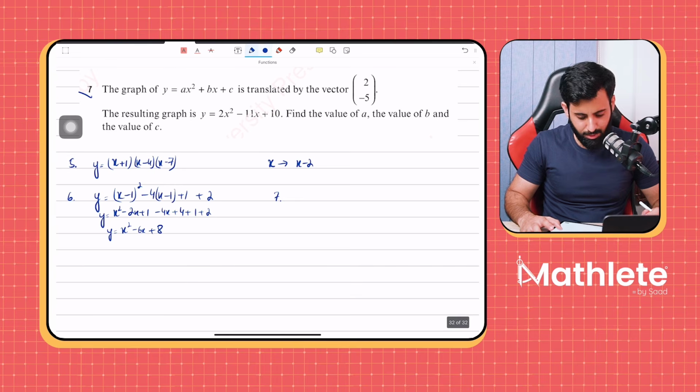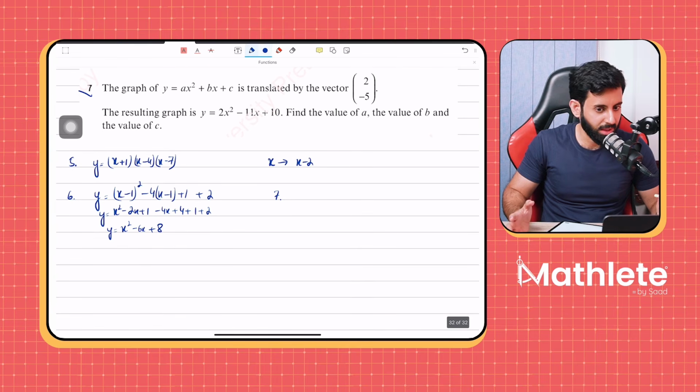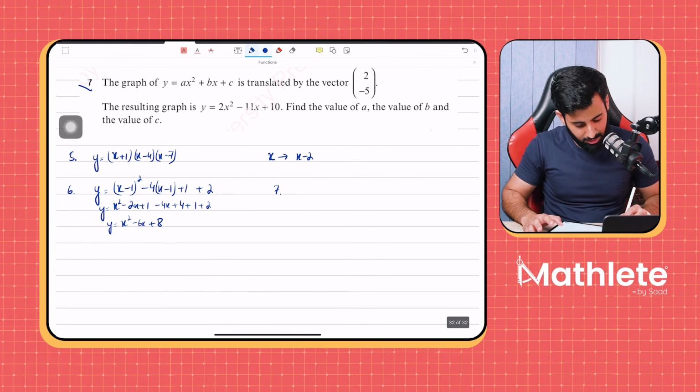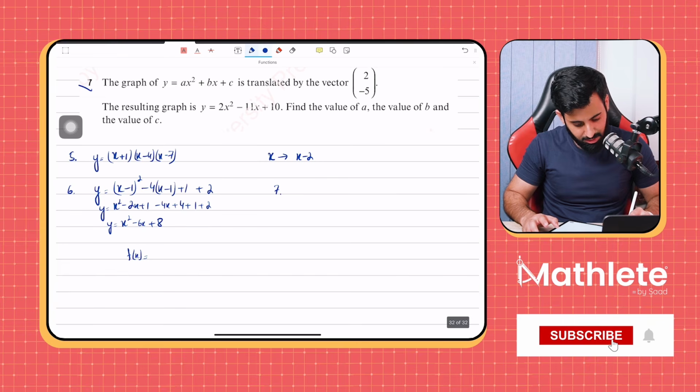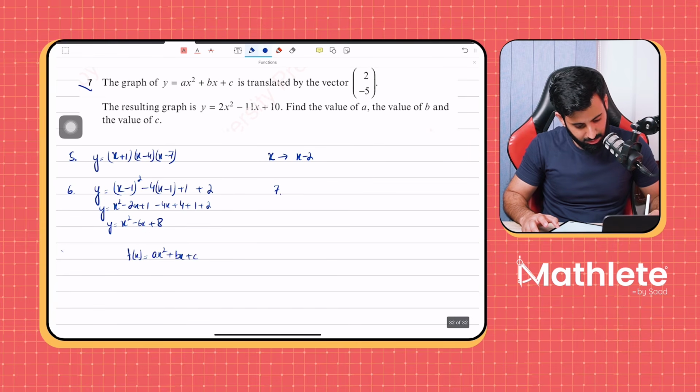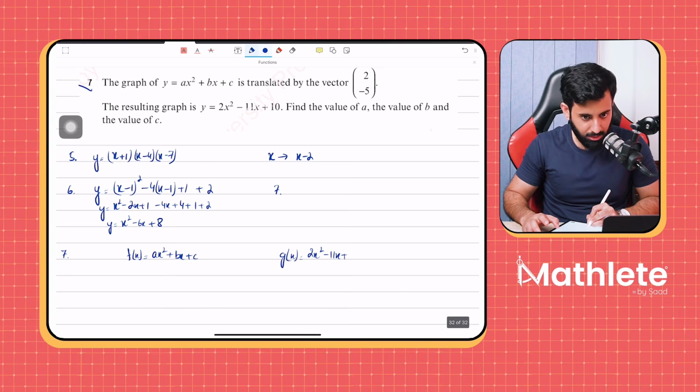We forgot the 4. Okay. Reverse. Yeah, exactly. Good. Okay. So think about it this way. Let's say you have f of x, which is ax squared plus bx plus c. Okay, so here's question 7. And then you have g of x, which is 2x squared minus 11x plus 10.